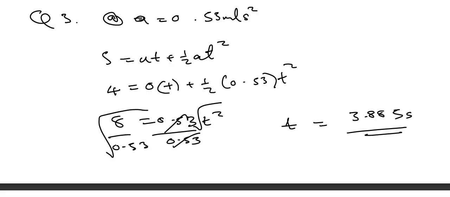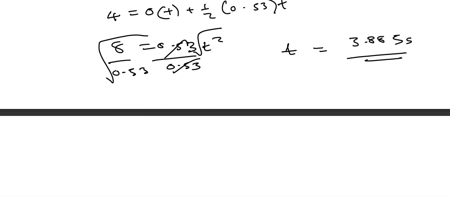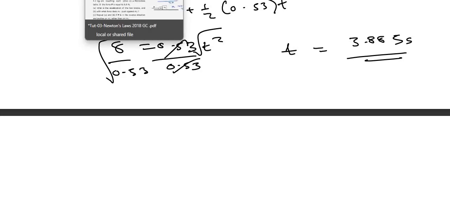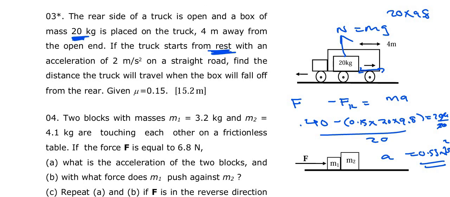Now that we know this time, we're going to get the distance that it had in the 2 meters per second squared. The initial thing, the acceleration of the track, is this. So there are two things here: the box and the track. The acceleration that we got, the 0.53, was for the box. Now we're trying to get the distance, because the distance of the box is 4 meters. How far will the track move until the box falls, covering this 4 meters distance? So we are looking for the distance that the track is going to move.